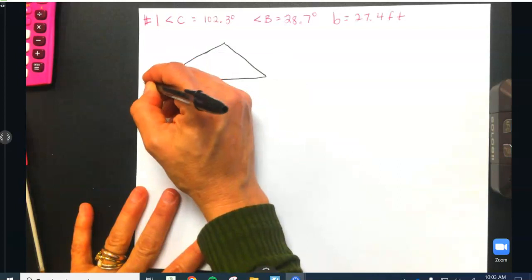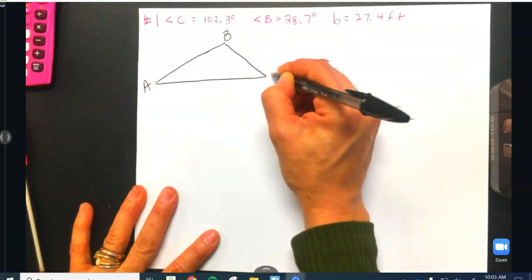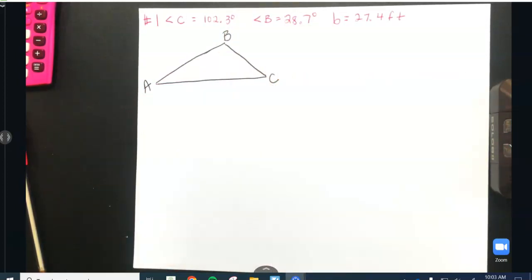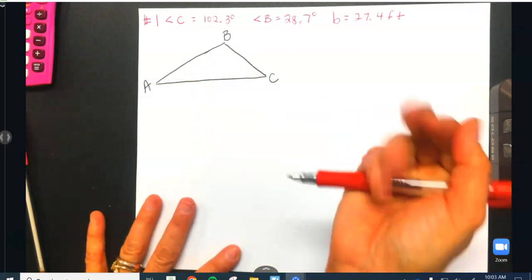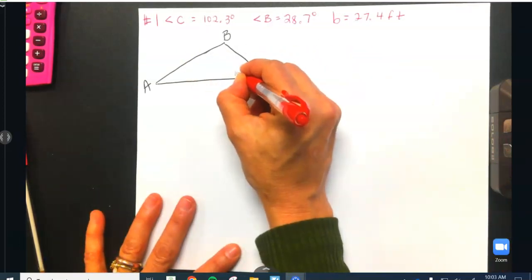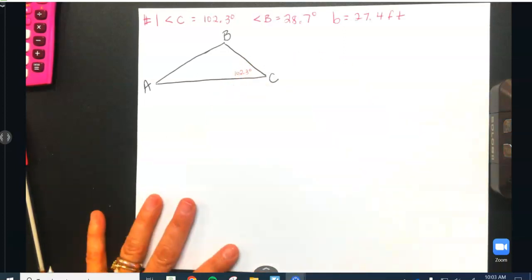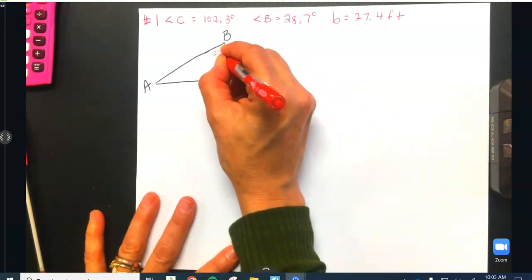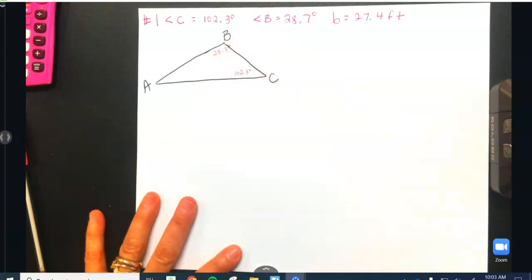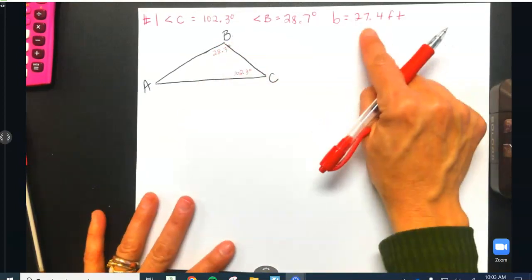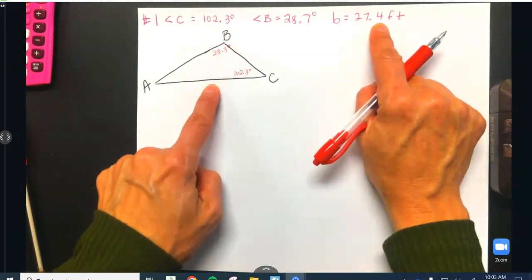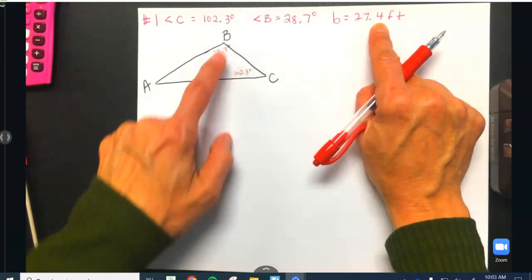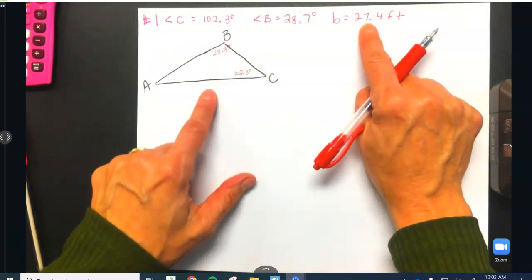And guys, I'm just going to go in order and label it ABC. Now I'm going to go back and put the dimensions that were given to me on there. So remember, I know that angle C is 102.3 degrees. Angle B is 28.7. And then remember, leg b is 27.4. Y'all, that's going to be across from what I labeled big B. So if that's big B, that's little b. So 27.4 goes here.